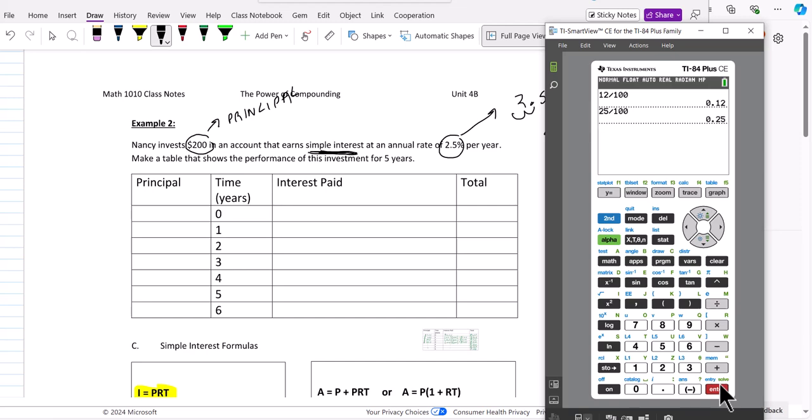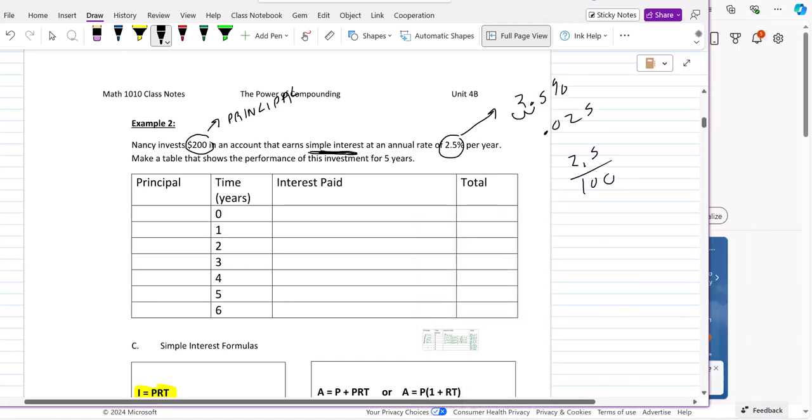Now, I think I did that wrong. I typed it in my calculator wrong. So it's 2.5 divided by 100. Older calculators used to have a percent key on it, and all it did was take the number and divide it by 100. So it moved the decimal for you automatically. So don't mess up when you move the decimal over.